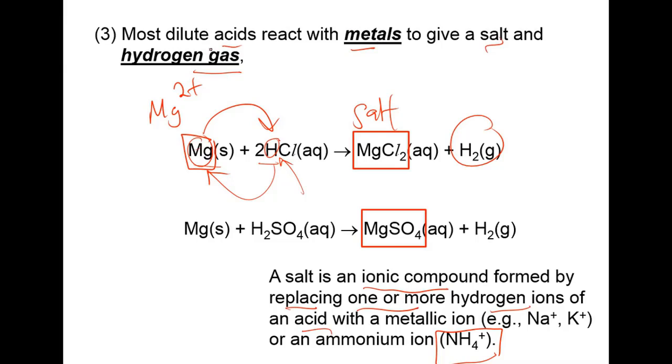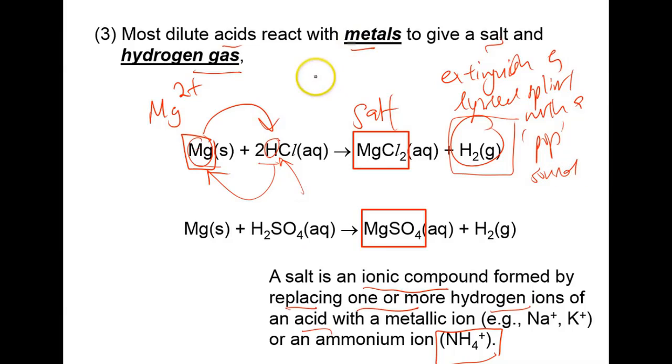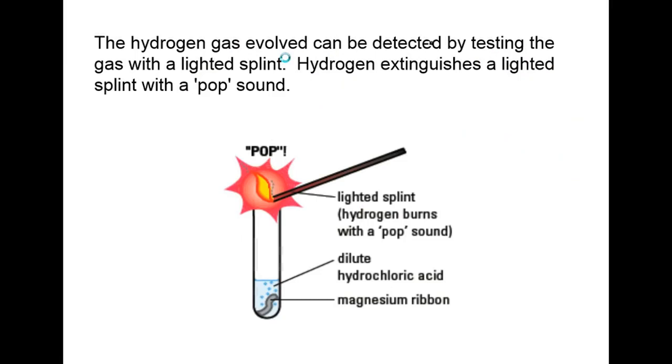We can test for this hydrogen gas. If you recall, it will extinguish a lighted splint with a pop sound. So if we stick a lighted splint into a test tube containing hydrogen gas, we will have the flame going out with a pop sound. Yep, so here is the diagram. Pop sound.